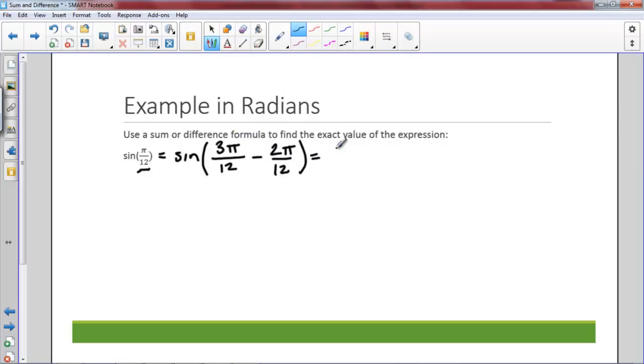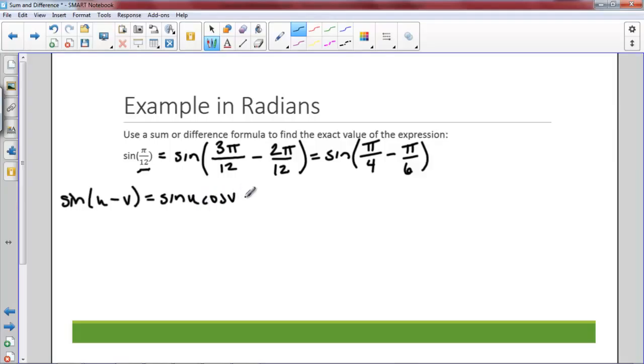If I simplify this expression, that's going to leave me with sine of pi over 4 minus pi over 6. Okay, so we're working with sine u minus v, which is sine u cosine v minus cosine u sine v. Here's my u, here's my v.